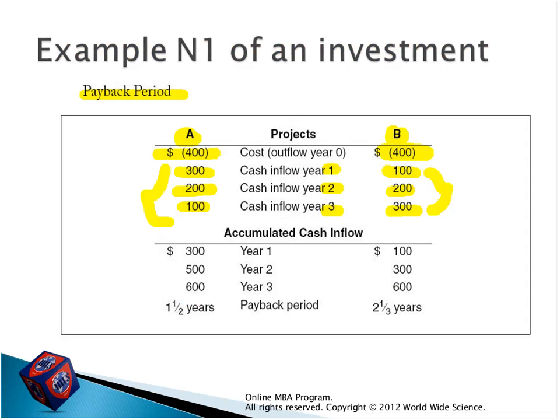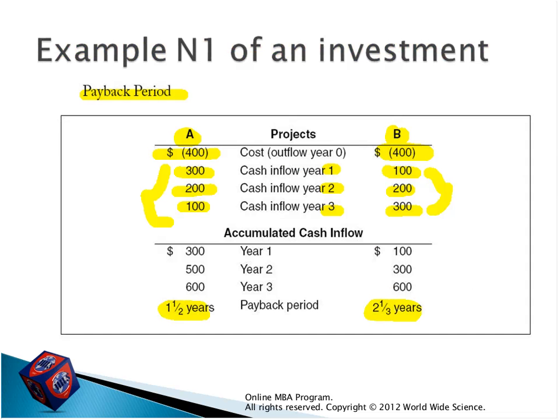Anyway, the payback period for project A is 1.5 years. So in project A, the investment money can be recovered in 1.5 years, right? What about project B? The investment can be recovered in 2 years and around 3 months, right?